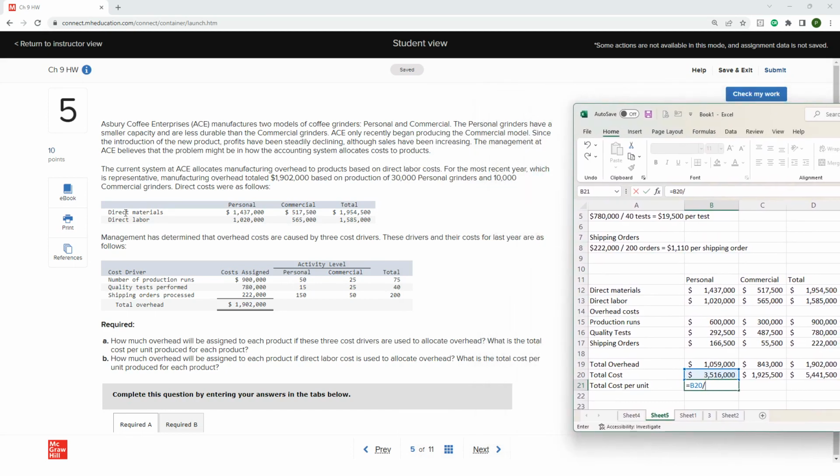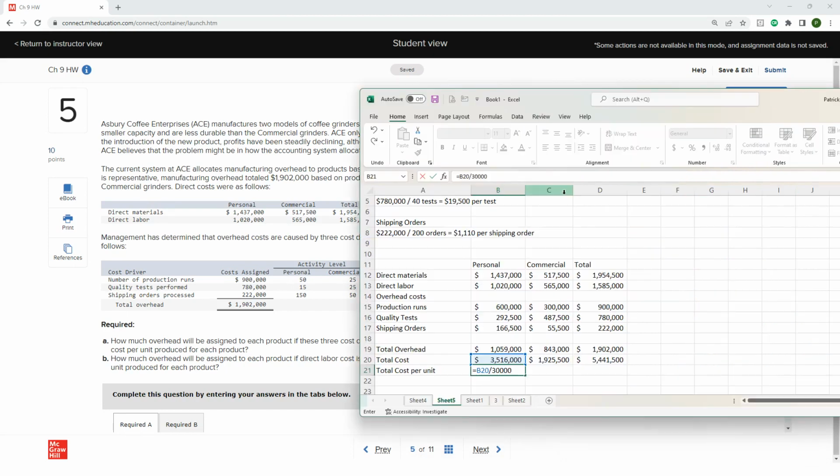So for personal, we're going to do the 3,516,000, divide that by 30,000. And for the commercial, we'll take that total divided by 10,000. That gives us $117.20 for personal and $192.55 for commercial. So that's part A. For part B, it's actually going to be a little bit easier.